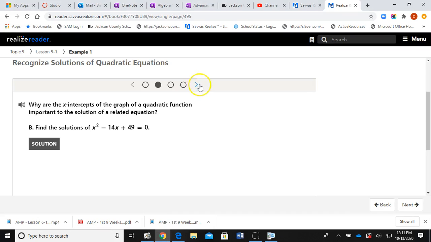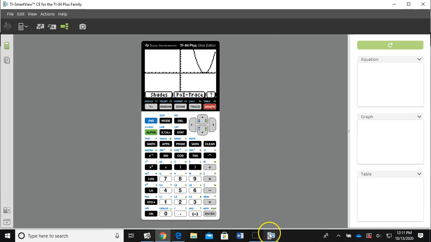Let's do another one. How about x squared plus 3x plus 7? X squared plus 3x plus 7. And here is the graph. How many times did it touch the x-axis? Zero. Therefore, what's my answer? No real solution. Okay?